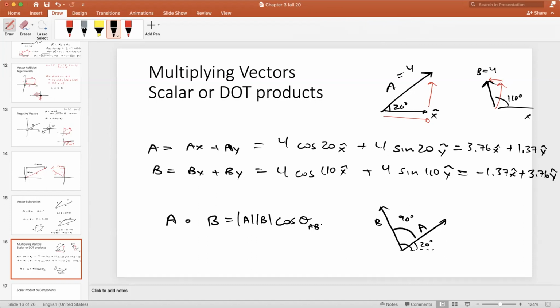Now, cosine of 90 is what? 0. And that should tell you what is happening here. This is 4, right?